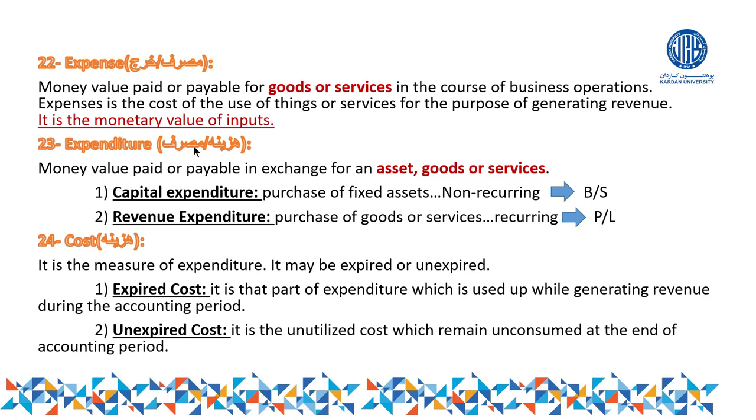Next one is expenditure, which is also similar to expense, but there is a little bit difference. See, in this case we said money value paid or payable for goods and for services. But in expenditure, we add one more thing. Money value paid or payable in exchange for an asset, goods or what? Services. So expense include only revenue and what?